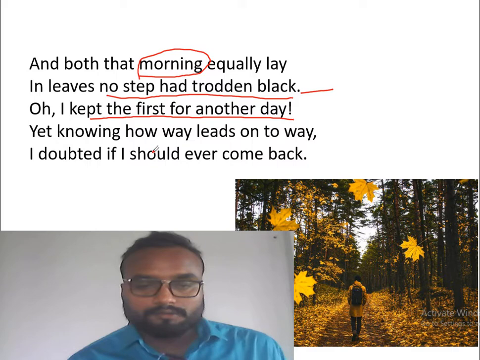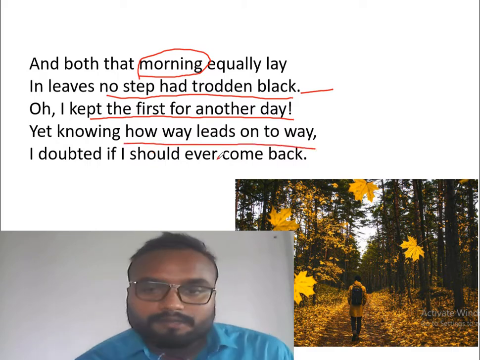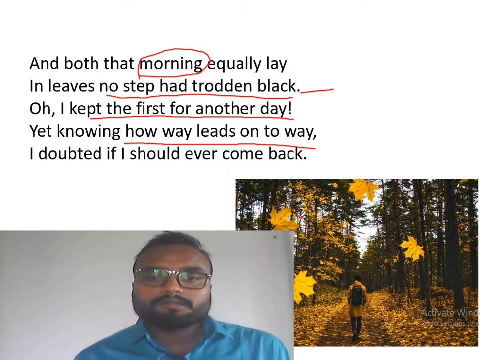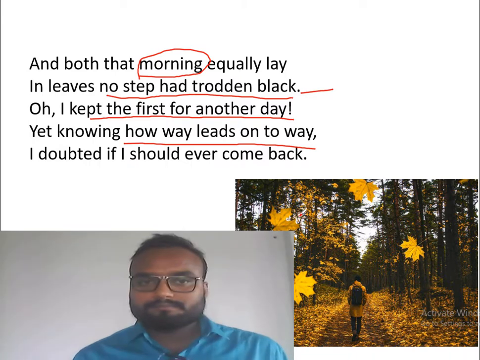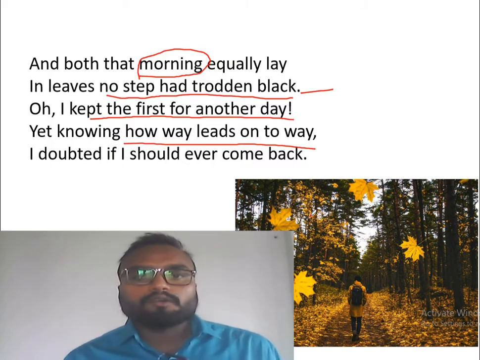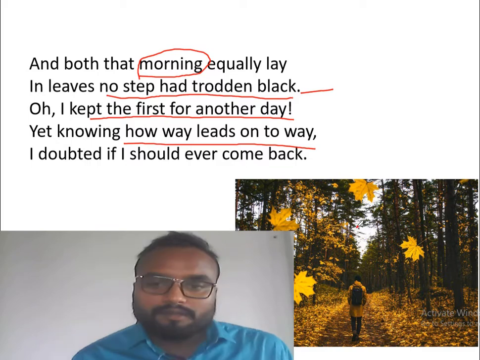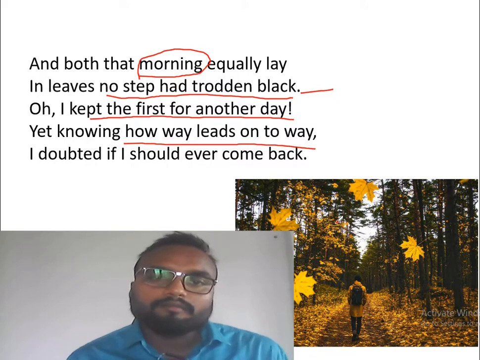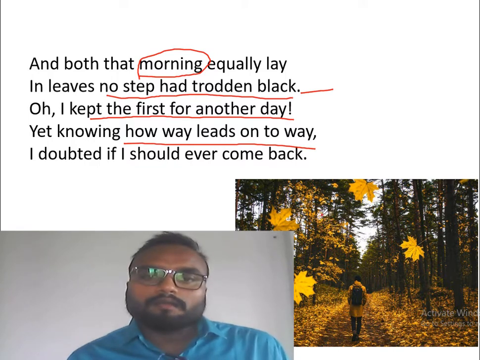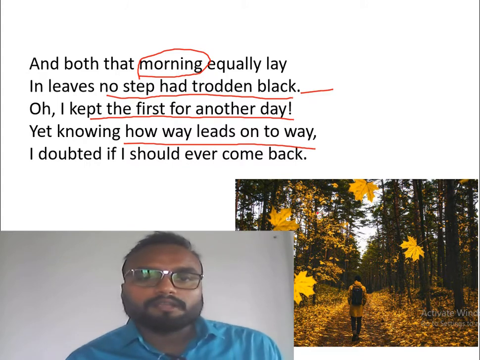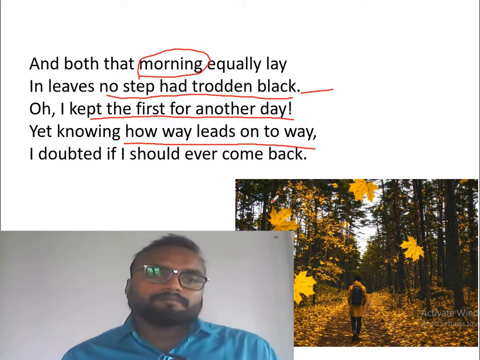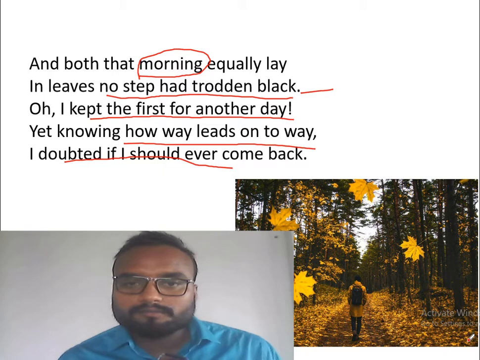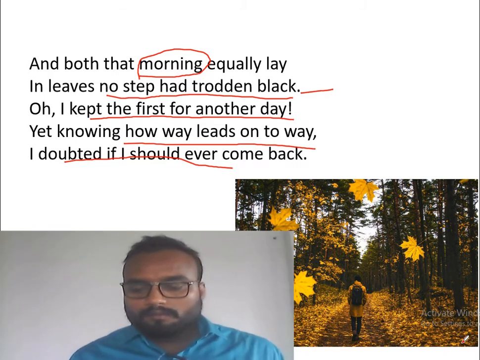Yet knowing how way leads on to way, he knows he may not be able to come back to this point where the option was offered to him, because opportunity comes once in life. He does not know what is in store in the future or on that path. While travelling on that path, he may be taken somewhere else, and from there he may not be able to trace the path again. So he says, I doubted if I should ever come back. He has a doubt whether he will be able to come back or not, as he wants to travel both paths. This is all about this paragraph.